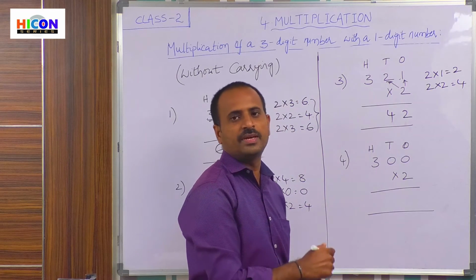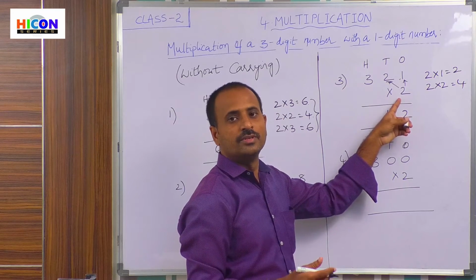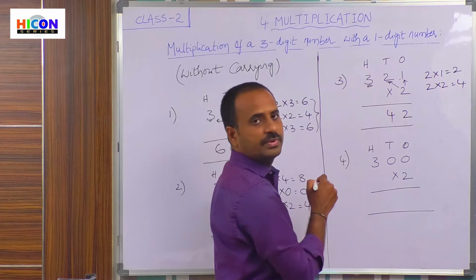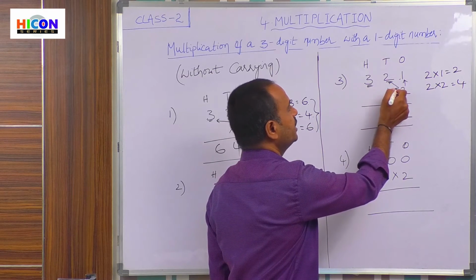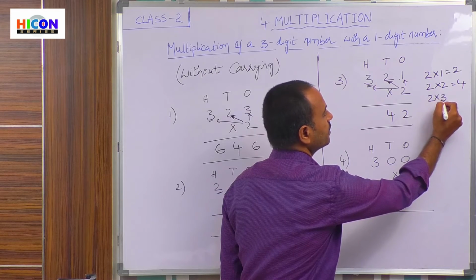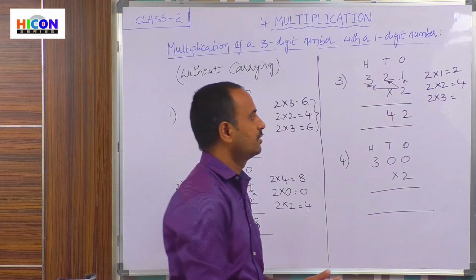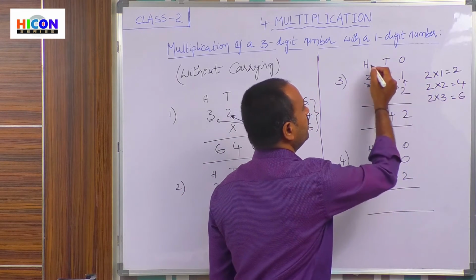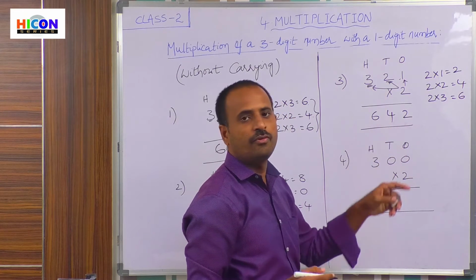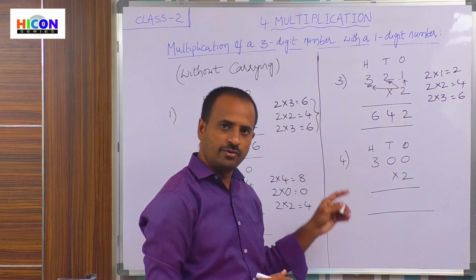Now go to hundreds place. Multiply the digit present in hundreds place with 2. Which digit is present in hundreds place here? 3 is present in hundreds place. So multiply this 3 with 2. That is 2 into 3. Children, 2 threes are? 2 threes are 6. So write 6 under hundreds place. Answer is 642. Children, see the next problem, that is the fourth problem.